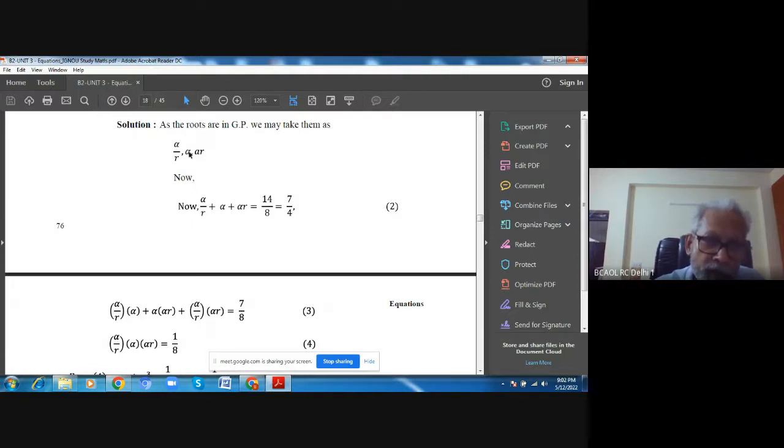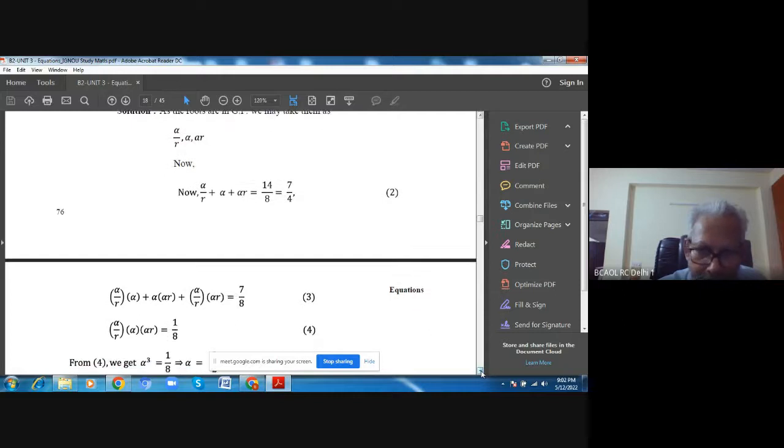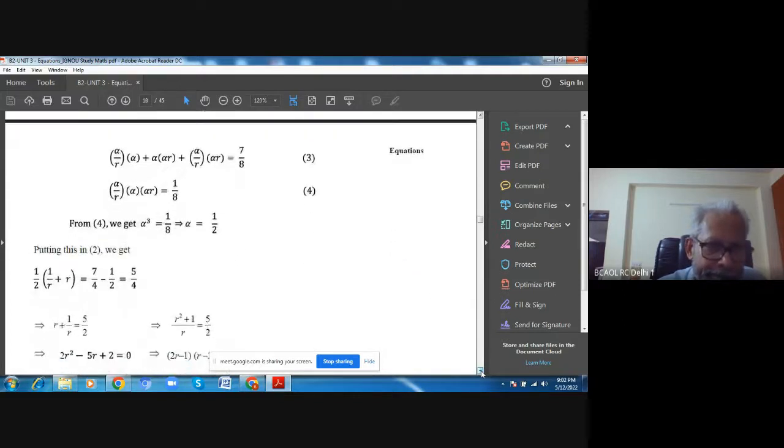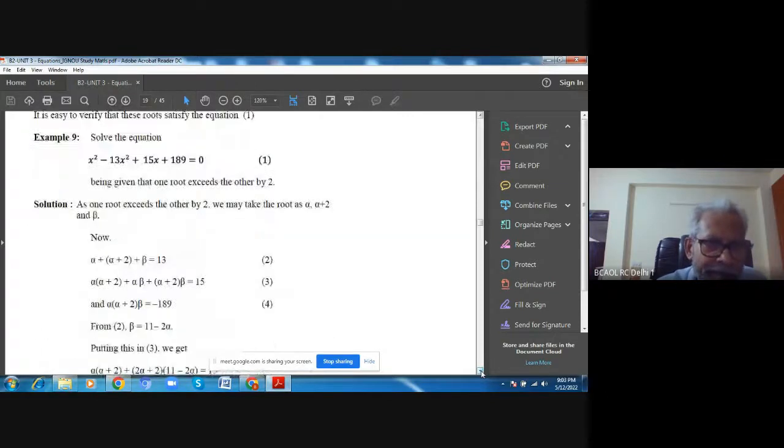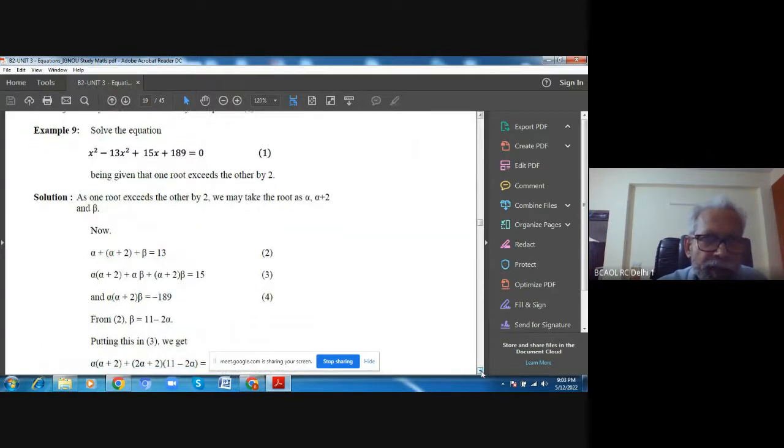And the formation of the roots will be based on whether it is GP, HP or AP, whatever formation they ask for in the question; accordingly you have to do it. After that, simple calculation. That's all. Let's see another type.